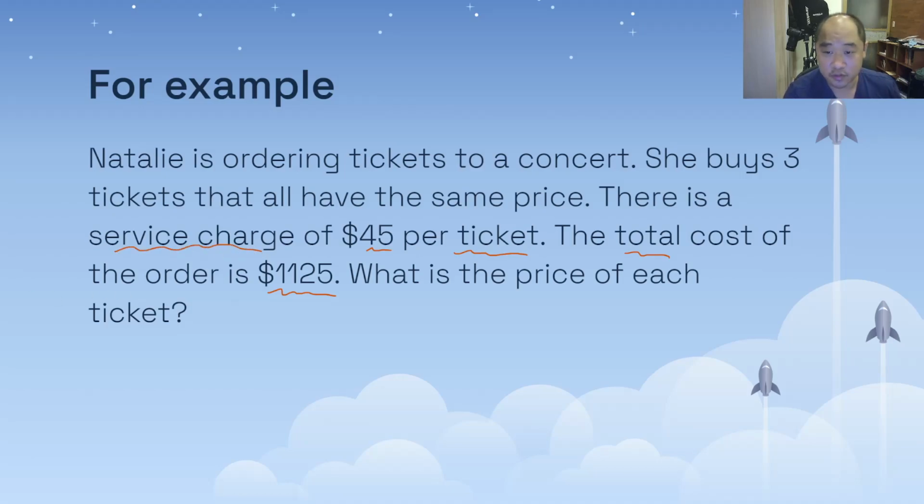$45 service charge per ticket. We don't know the price of the ticket, so we'll just say x equals price per ticket. Okay, so now let's write ourselves an equation. We know that we're buying 3 of these. So there's 3 times the price of the ticket plus the service charge equals $1,125. So I'll distribute this.